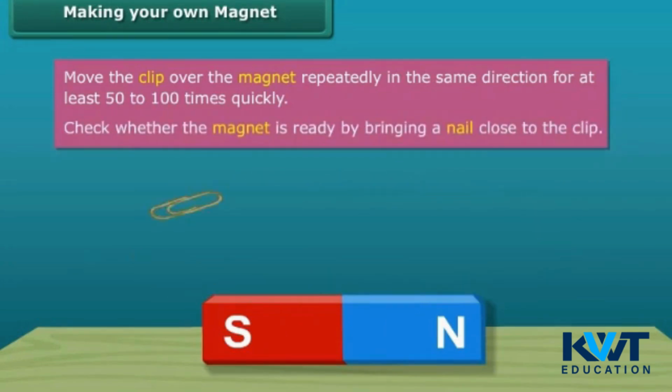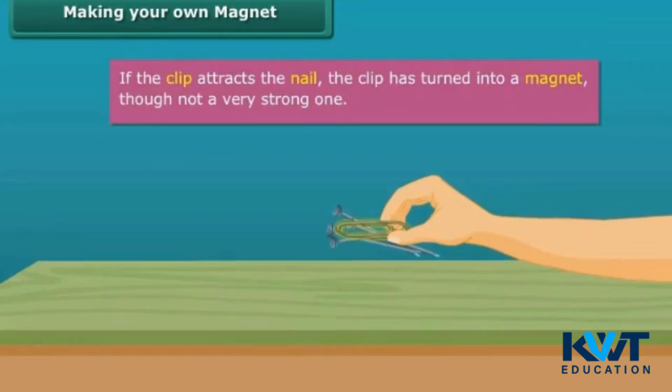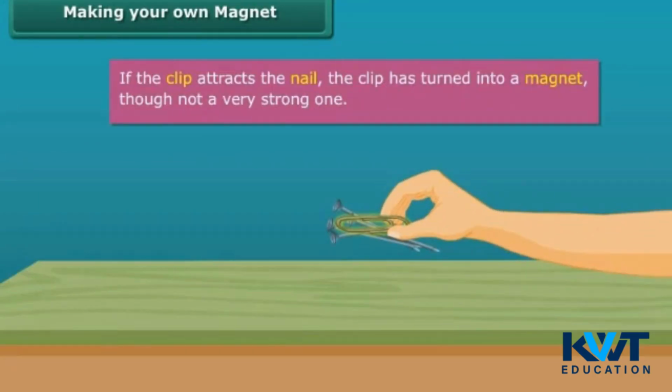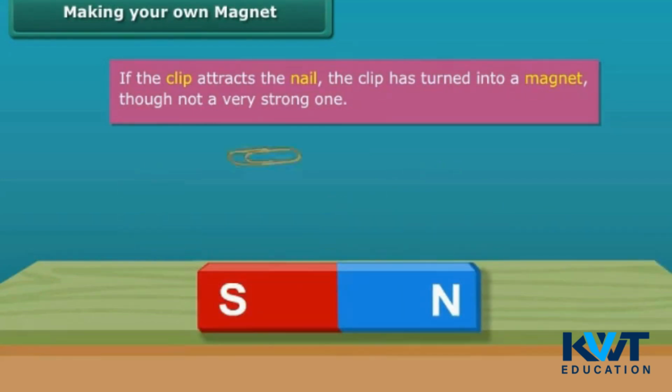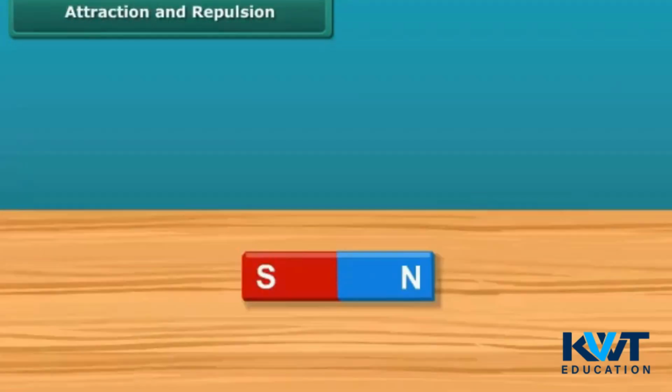Now to check whether the magnet is ready, bring a nail close to the clip. If the clip does not attract the nail, then continue the same process for some more time. Keep in mind that the pole of the magnet and the direction of its movement should not change.